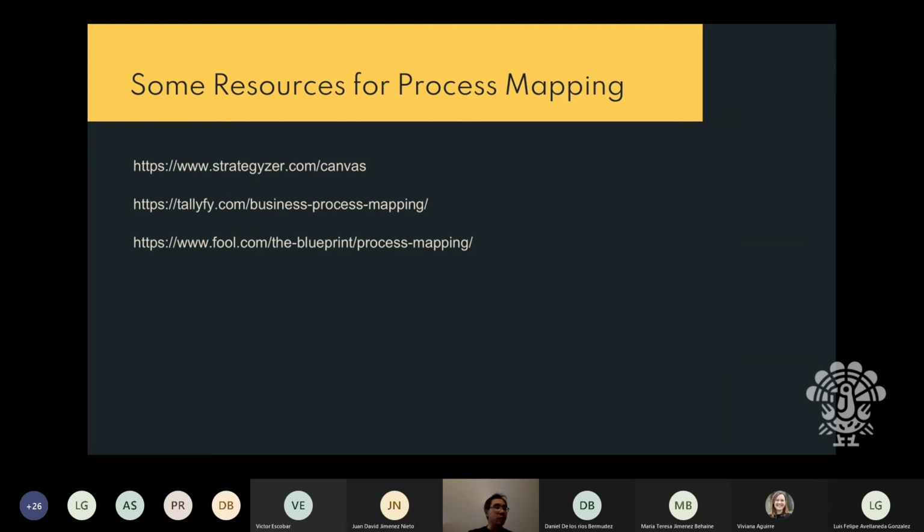So these are some resources for process mapping. Any questions on these three tools for defining your business model? Is there anyone out there that has not used any of these? And maybe your website is where all of this is communicated basically to your customer.